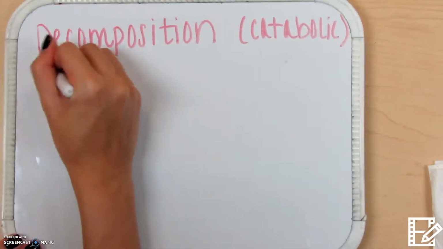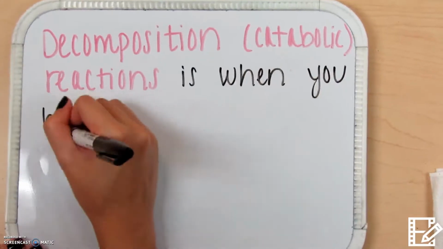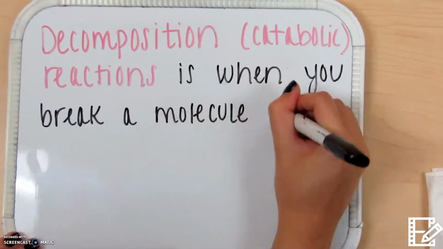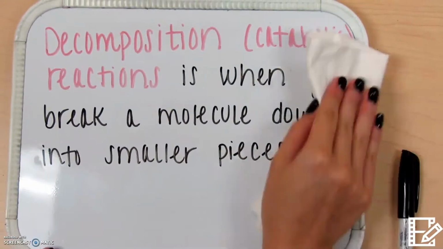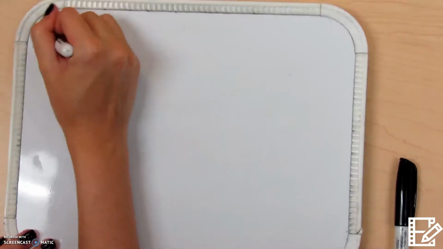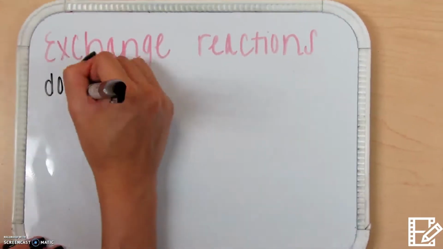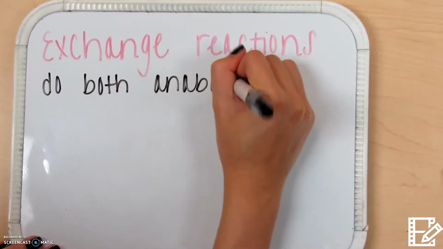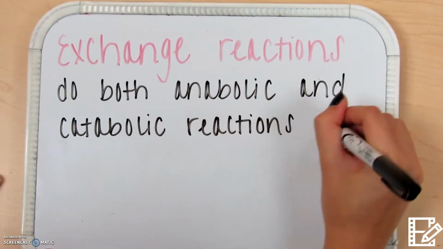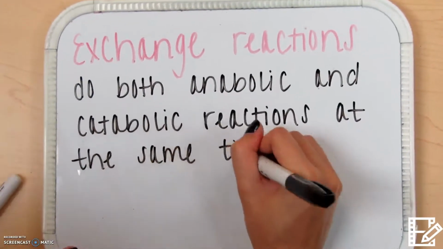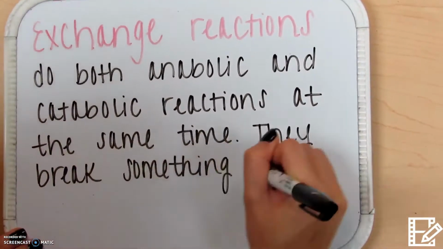The second is decomposition or catabolic reactions. It's when you break a molecule down into smaller pieces. Three, exchange reactions. They do both at the same time. They break something apart, which is catabolic, and build something up, which is anabolic. An example of this is most of the reactions in the body are exchange reactions.